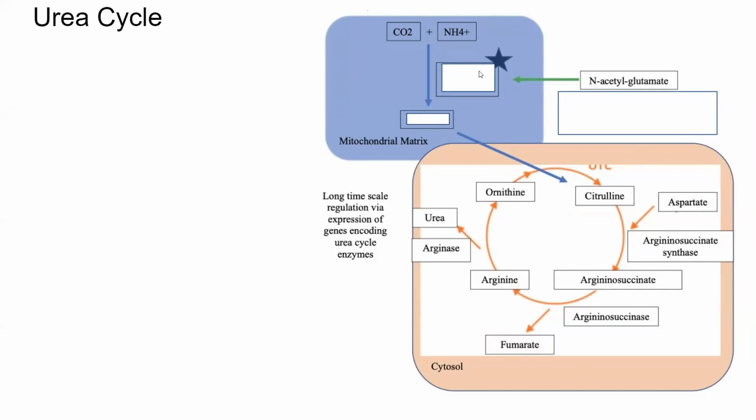So what is this enzyme right here? Very good. Carbamoyl phosphate synthetase 1, CPS1. And then what do we get as a product? Citrulline. Yeah, non-intuitive. So citrulline is our product. And maybe you don't have to know that, but I would know CPS1 is important.